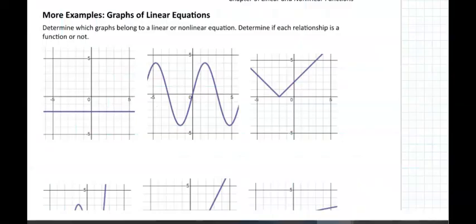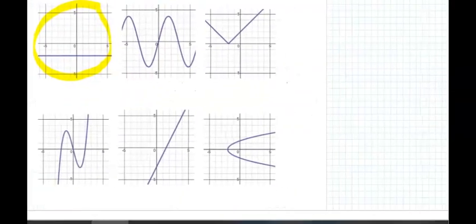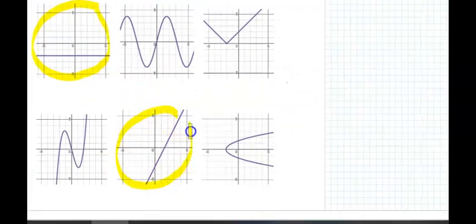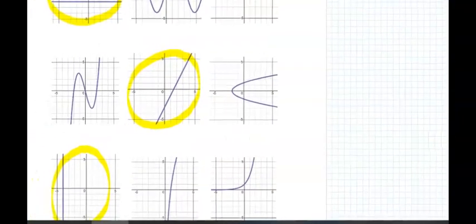All right, a few more examples. Let's talk about linear versus nonlinear again. If I'm looking at all these graphs, remember linear equations are only those that are straight lines on a graph. So the ones that I'm circling here in yellow are the ones that represent a linear equation. There's only 3 of them in these examples.